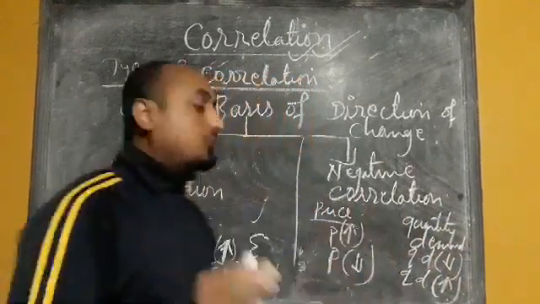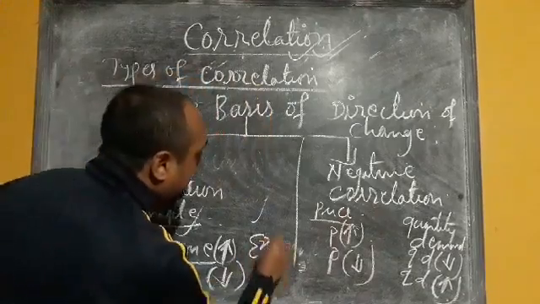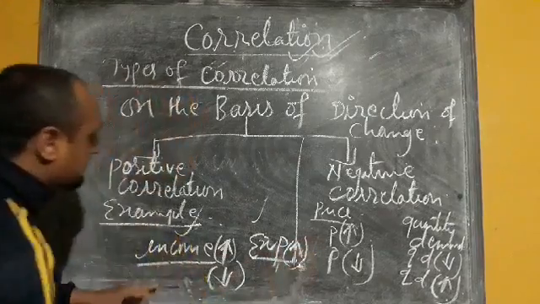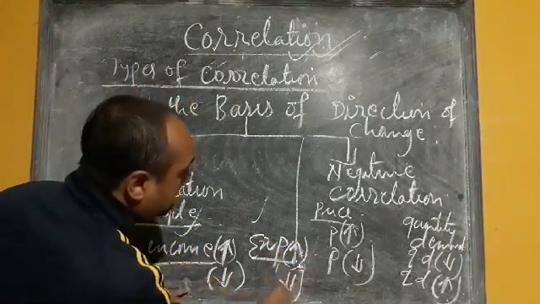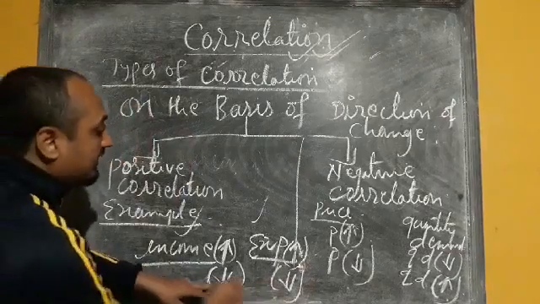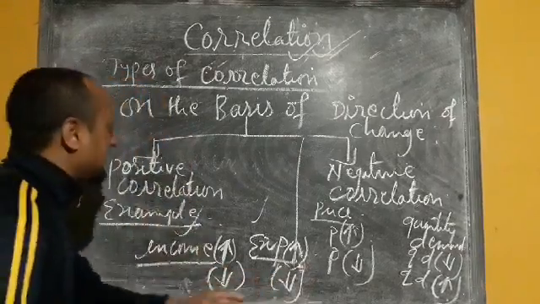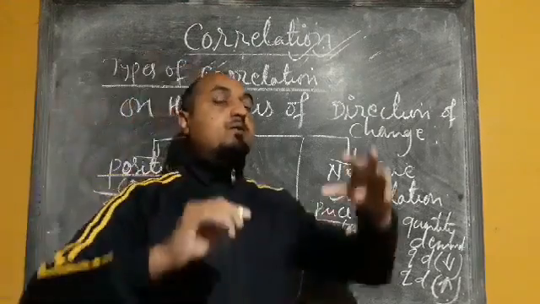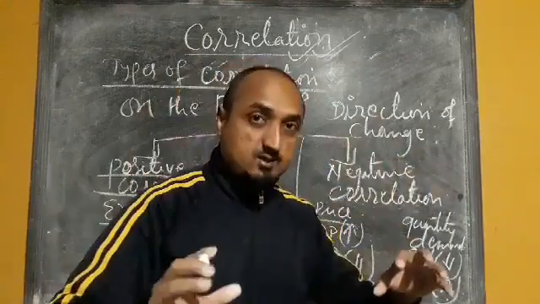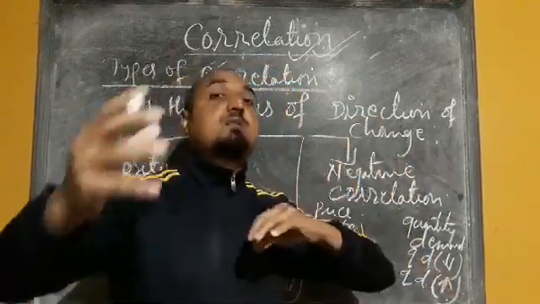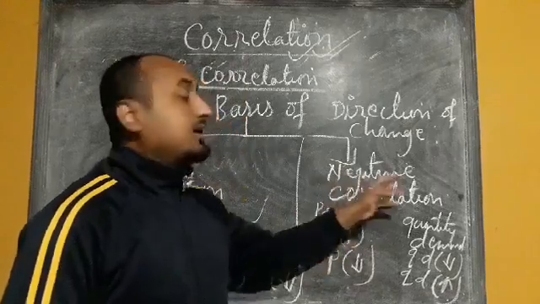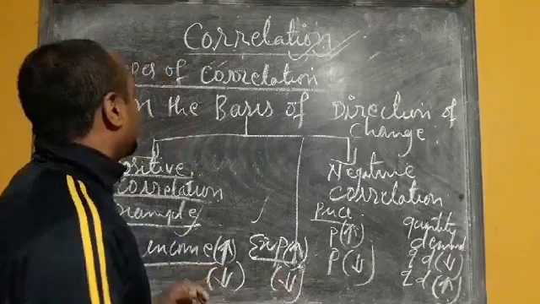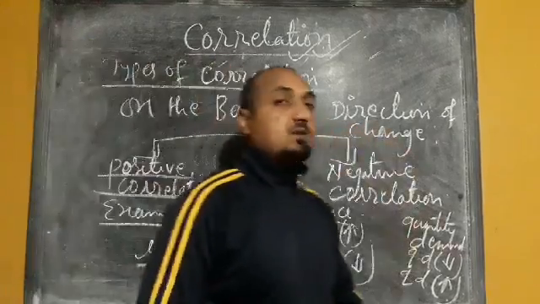Whereas in the case of positive correlation, income and expenditure: if income is increasing, expenditure is also increasing, and if income is decreasing, expenditure is also decreasing. So the movement of both variables is in the same direction, and that type of relationship is called positive correlation. If the two variables are moving in the opposite direction, or are inversely related, that is considered negative correlation. This is the classification of correlation on the basis of direction of change.